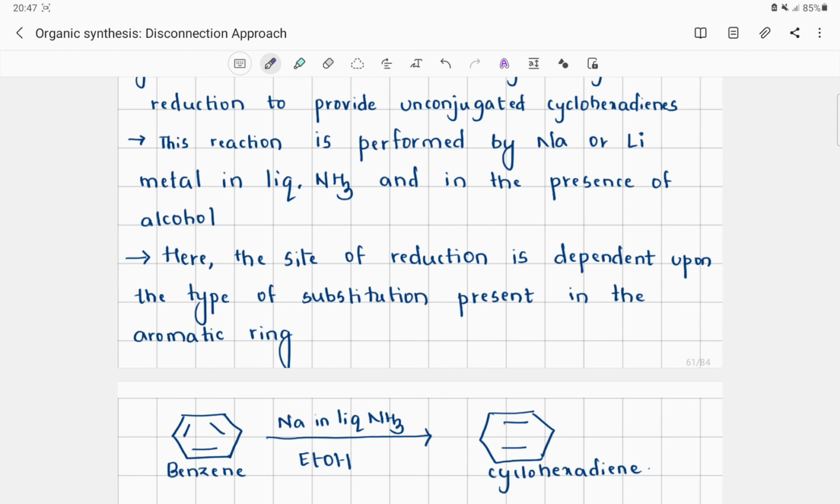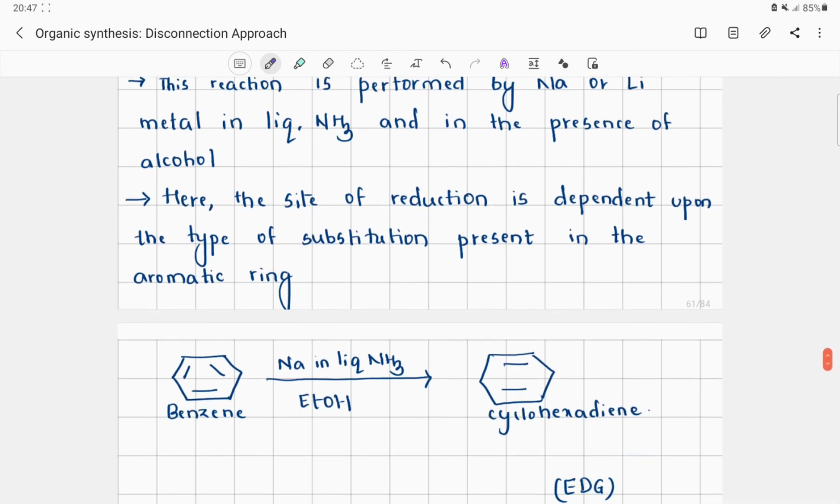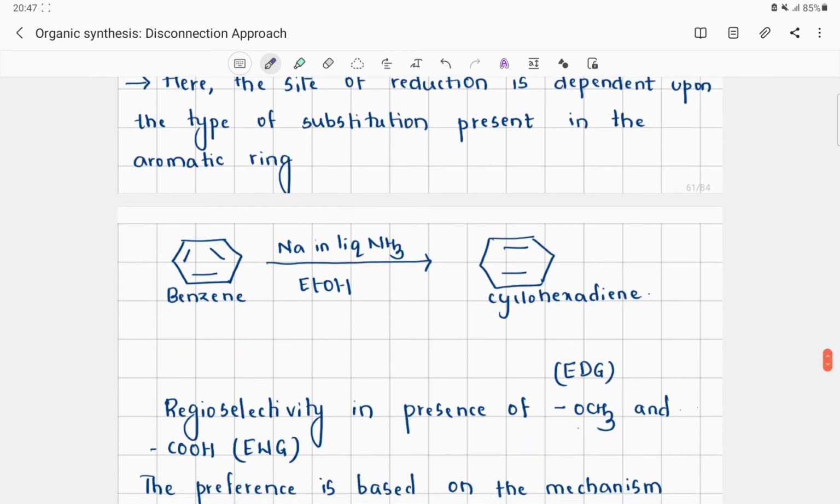Here, the site of reduction is dependent upon the type of substitution present in the aromatic ring. Birch reduction is done in the presence of sodium or lithium in liquid ammonia. This is a very important named reaction where aromatic rings undergo a 1,4 reduction. Now what is this Birch reduction dependent upon? Either it is dependent upon an electron donating system or an electron withdrawing system.